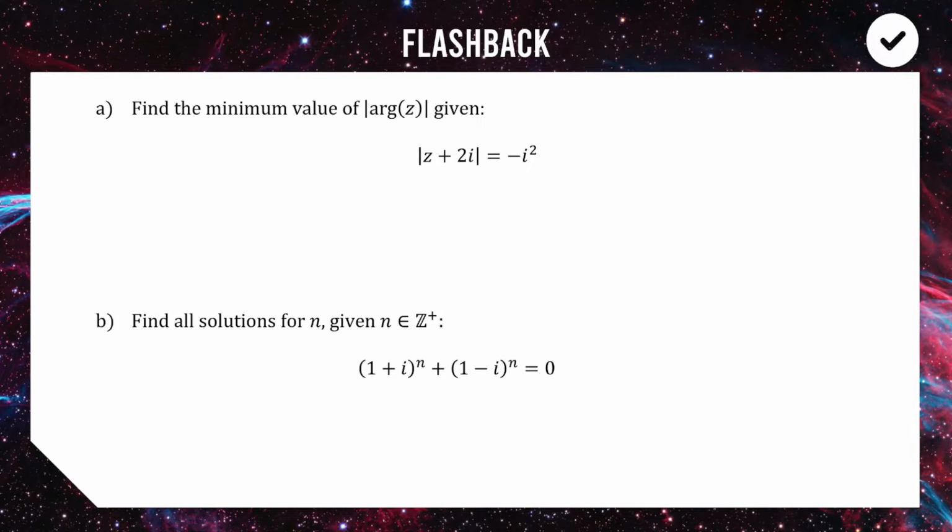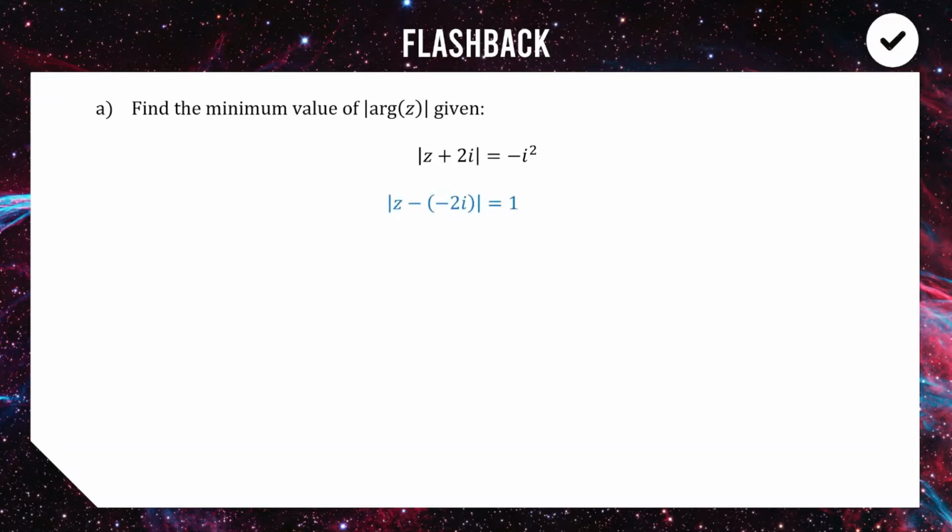So for the first one, we are finding the minimum value of the absolute value of the argument of z, given by the distance from z to negative 2i is equal to negative i squared. Okay, so the first thing we're going to do is write this in a bit more of a user-friendly fashion like this. We're thinking of it as the distance from z to the point minus 2i, which is 2 down on the imaginary axis. And i squared is negative 1, so negative i squared is just equal to 1.